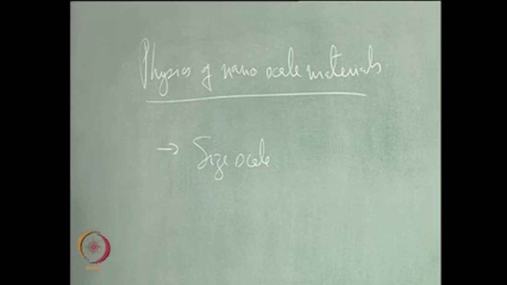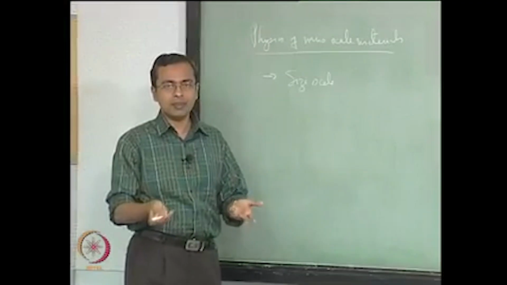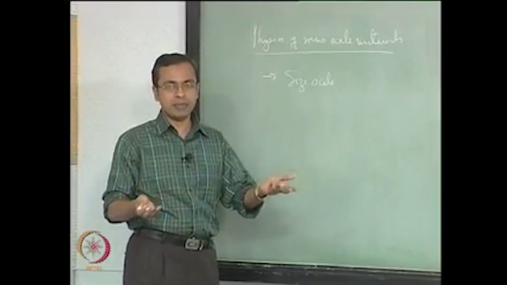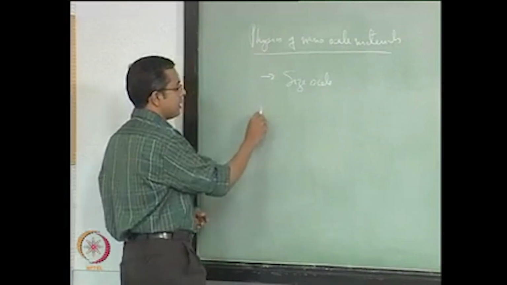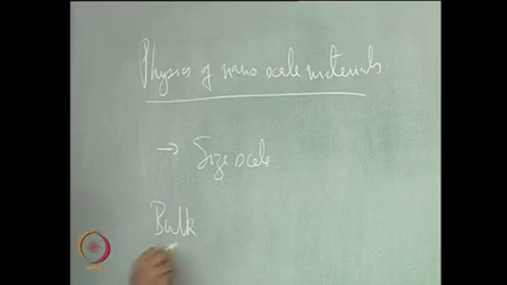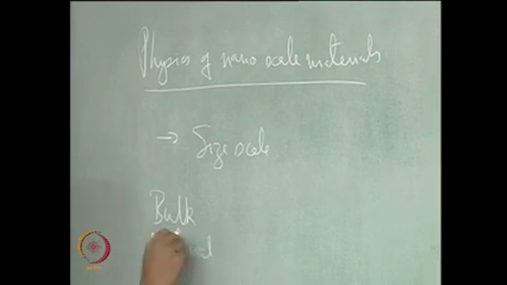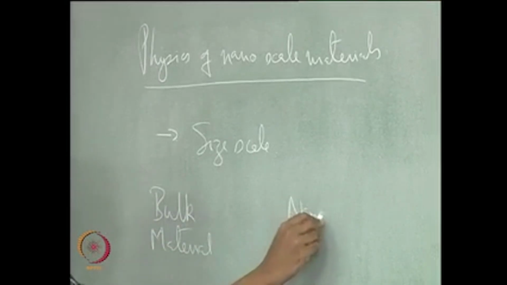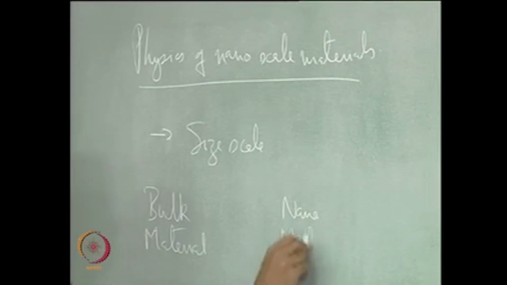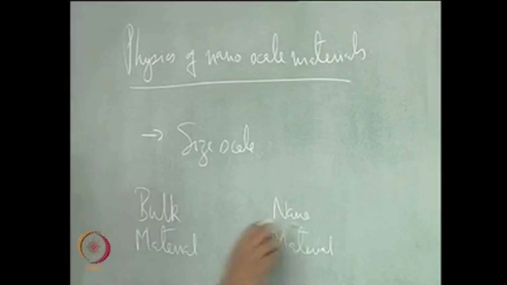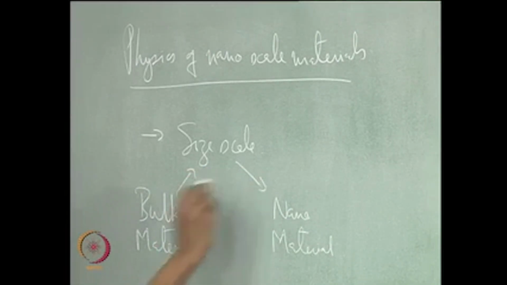In other words, when is it that it is a nanomaterial of interest? You may have a nanomaterial, but it may still not be interesting because it may not be doing anything different from a bulk material. So, you have a bulk material and a nanomaterial, and it is the size scale that gets you there, and exactly what that size scale is varies from material to material, varies from property to property.